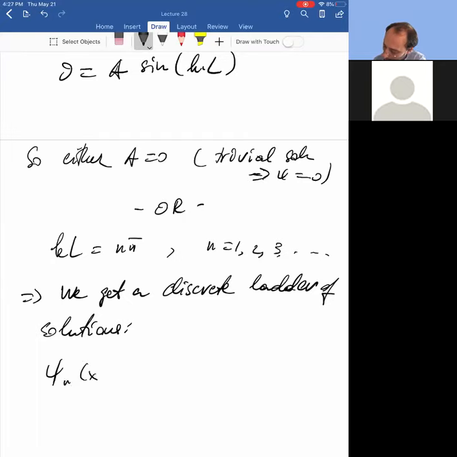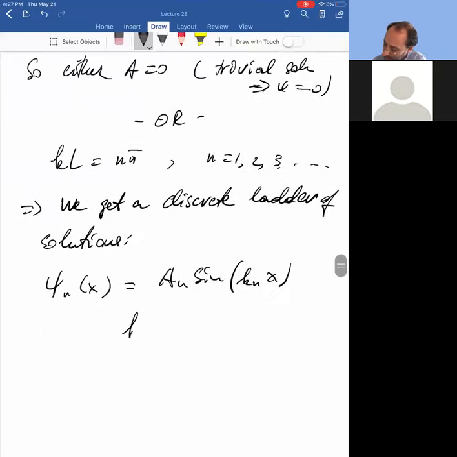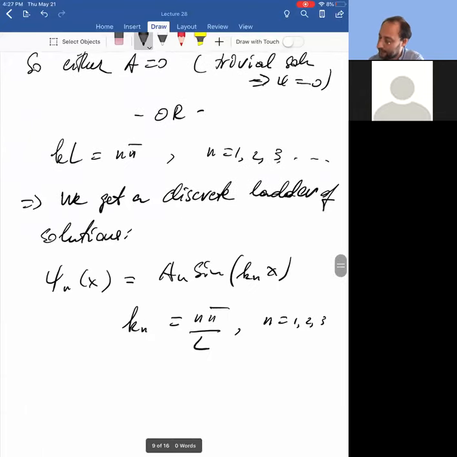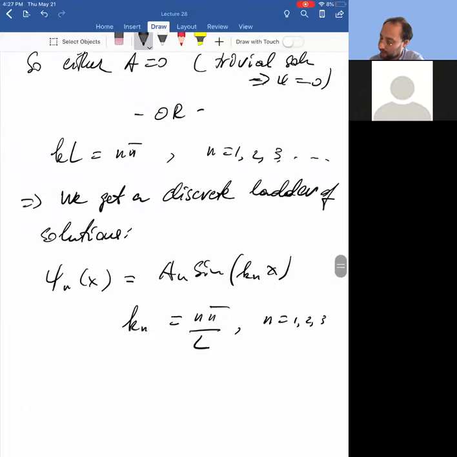Psi sub n of x equals a sub n sine of k sub n x, where k sub n equals n pi over L, and n equals 1, 2, 3. n cannot be 0, because then k sub 0 is 0, so you don't have a wave function, right?